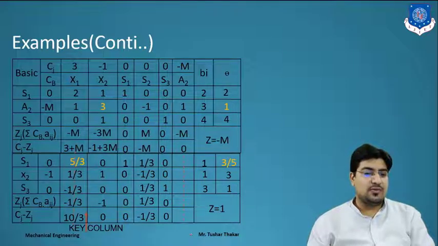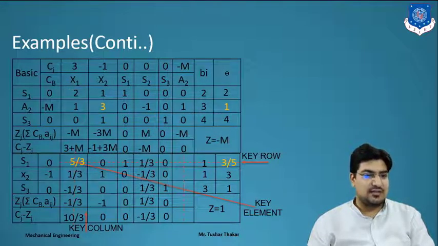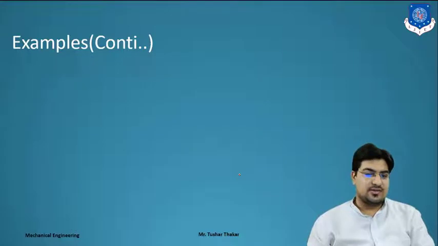So what we have to do, we have to find the key row, as 3 by 5 is the minimum value. So the key row and key column intersecting point, that is 5 by 3, right? So that is the key element. So here the leaving variable is S1 and the entering variable is X1, right?